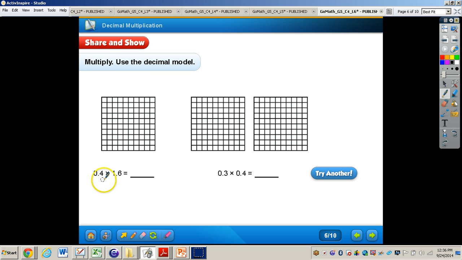Okay, for 0 and 4/10 times 1 and 6/10, you should have gotten 64 hundredths. And 3/10 times 4/10, you should have gotten 12 hundredths. Okay, I want you to do these 2 problems, and when you're finished, you can press play, and I will have the answers for you. So pause the video now.